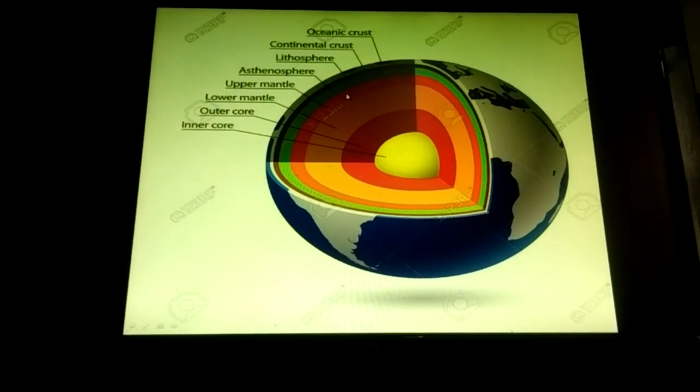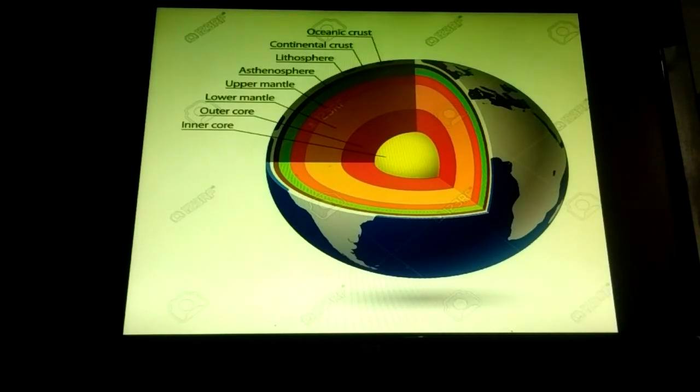Okay, children, what is meant by the Mohorovičić discontinuity? It means the discontinuity between the crust and the mantle, occurring at depths that average about 35 km beneath the continents and about 10 km beneath the ocean floor.